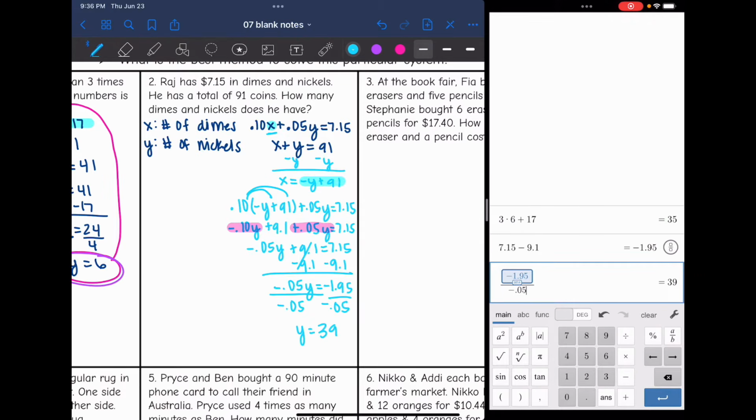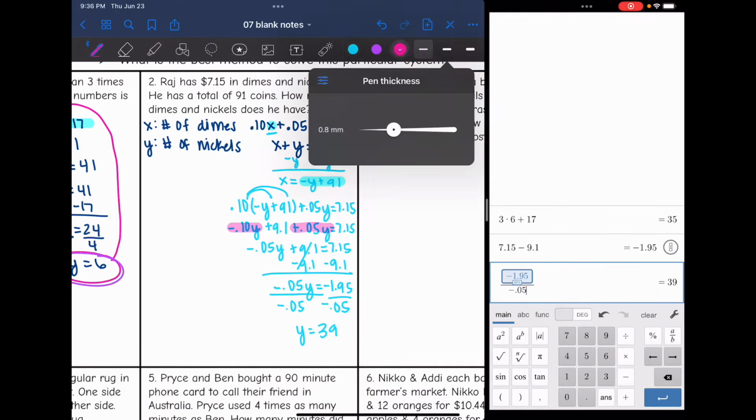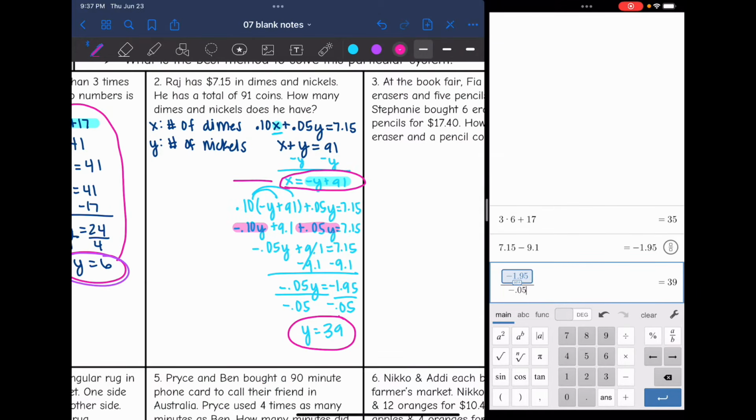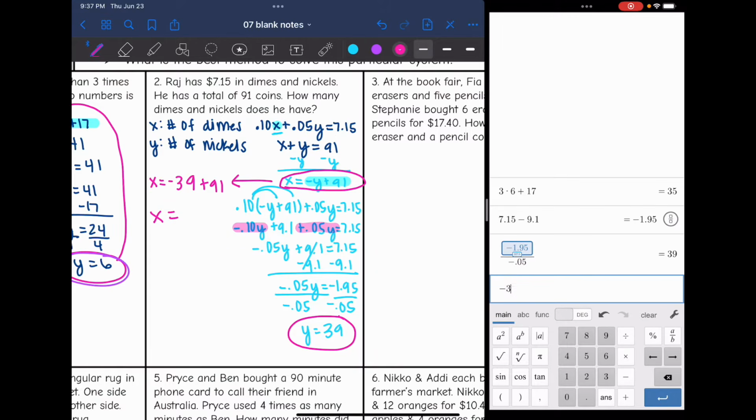So y was the number of nickels, so that means that there are 39 nickels. Now I just need to figure out how many dimes there are. So y is 39, and I will replace y in the rearranged equation with 39. So x equals negative 39 plus 91, which is 52. So there are 52 dimes and 39 nickels.